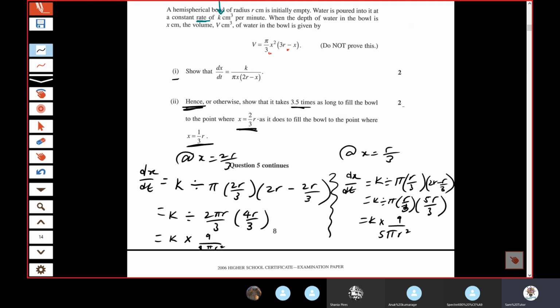9 and 8. Eight at 1.6 times. Where am I going wrong? Hence or otherwise show that it takes 3.5 times as long. Did I make a mistake anywhere?